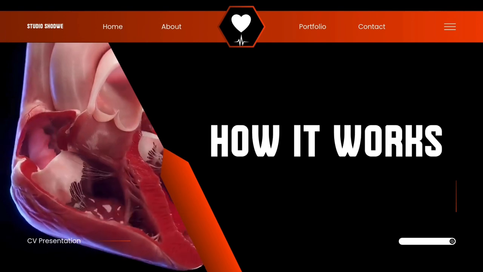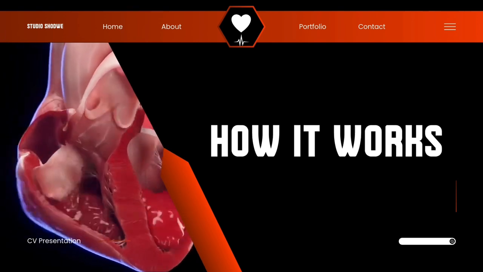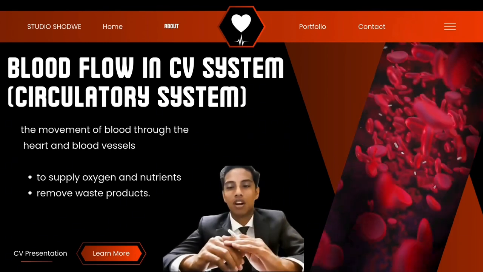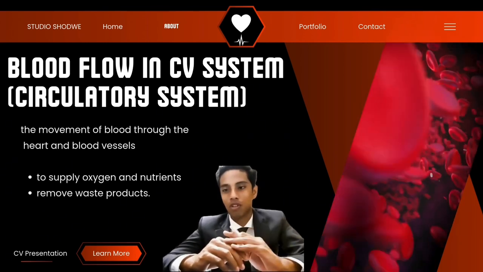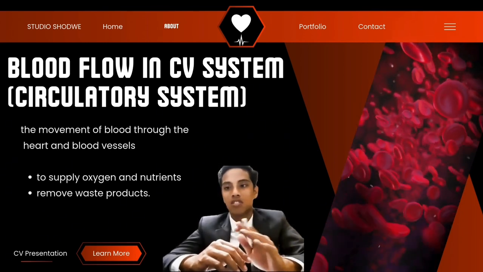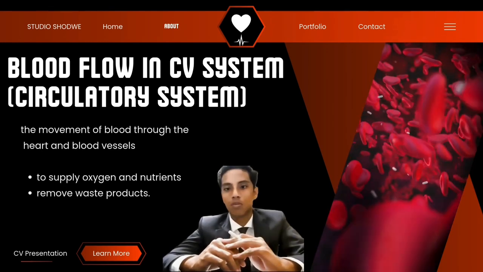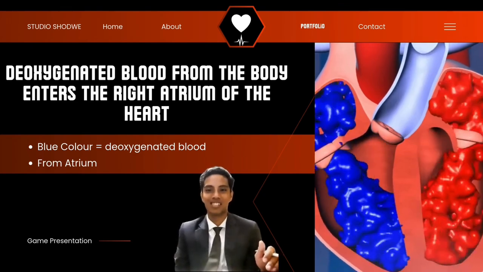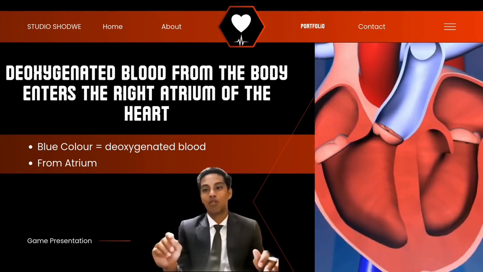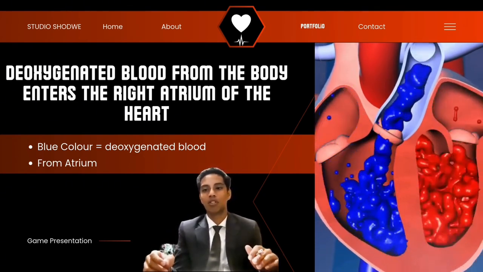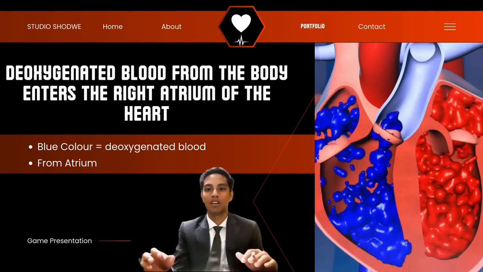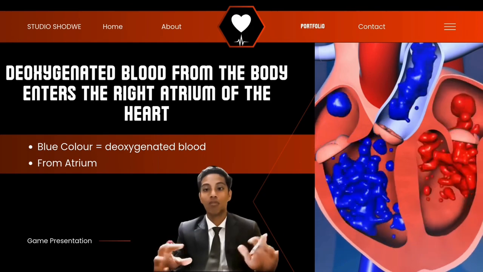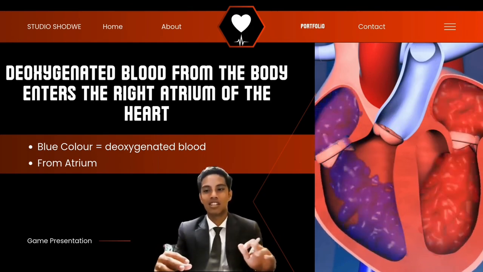How does the CV system work? Let's break it down step by step. The flow of blood through the heart is a continuous loop involving oxygen-poor and oxygen-rich blood moving through the different chambers and vessels. The first step of the CV system is deoxygenated blood from the body entering the right atrium of the heart. You can think of this chamber as the entry hall for blood returning from the body. The blue color over here represents deoxygenated blood.